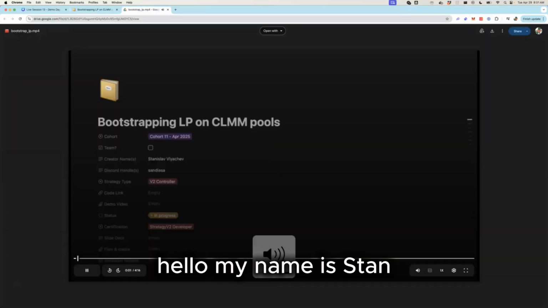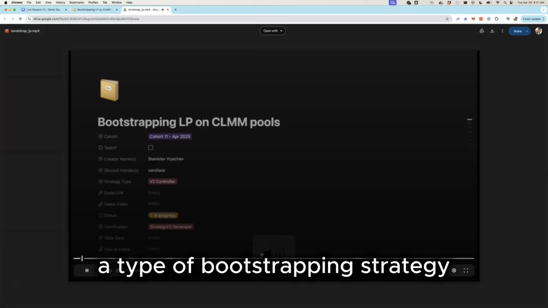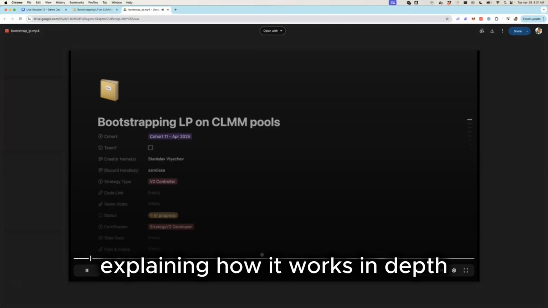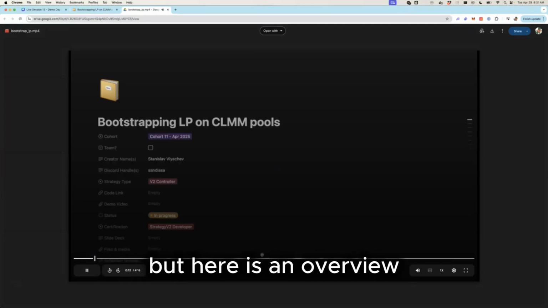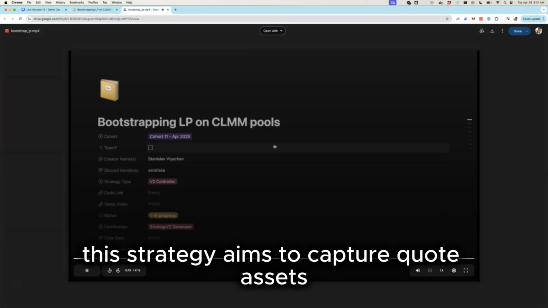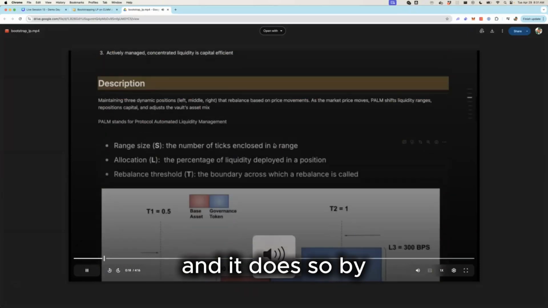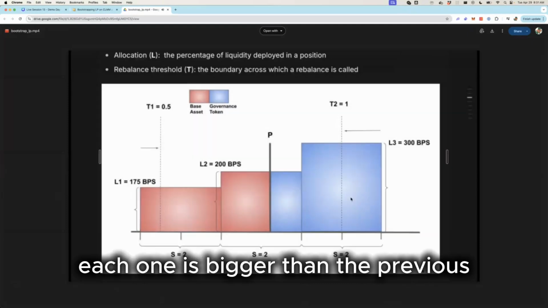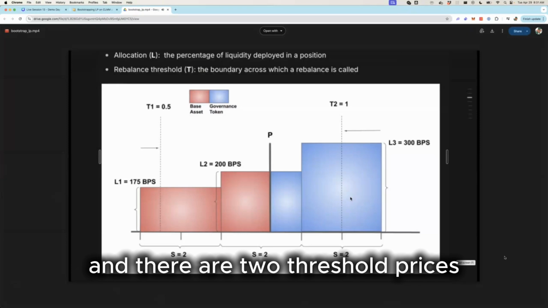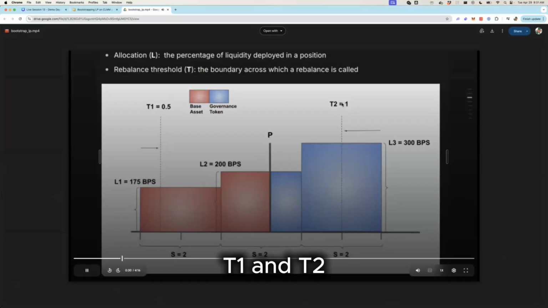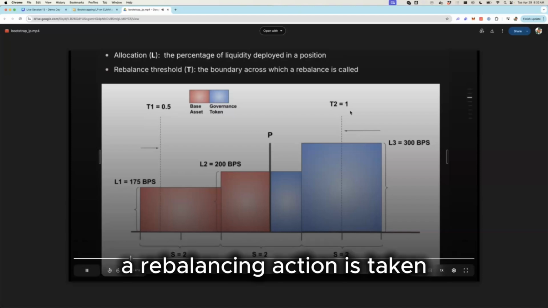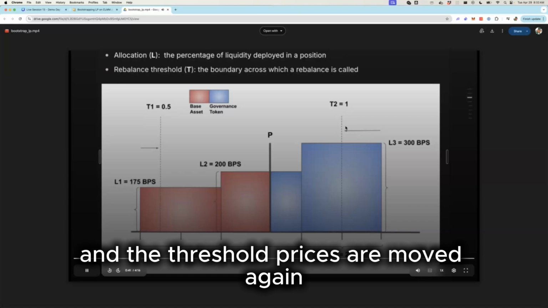Hello, my name is Tan, and I will be showcasing a type of bootstrapping strategy that Arrakis protocol is using. They have lots of articles explaining how it works in depth, but here is an overview. This strategy aims to capture quote assets, and it does so by having those 3 liquidity positions. Each one is bigger than the previous, and there are 2 threshold prices, T1 and T2. When either of those threshold prices is passed, a rebalancing action is taken and the threshold prices are moved again.